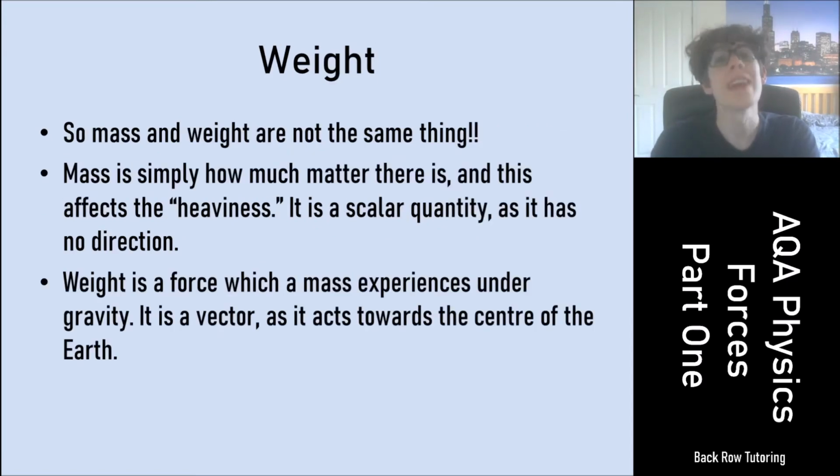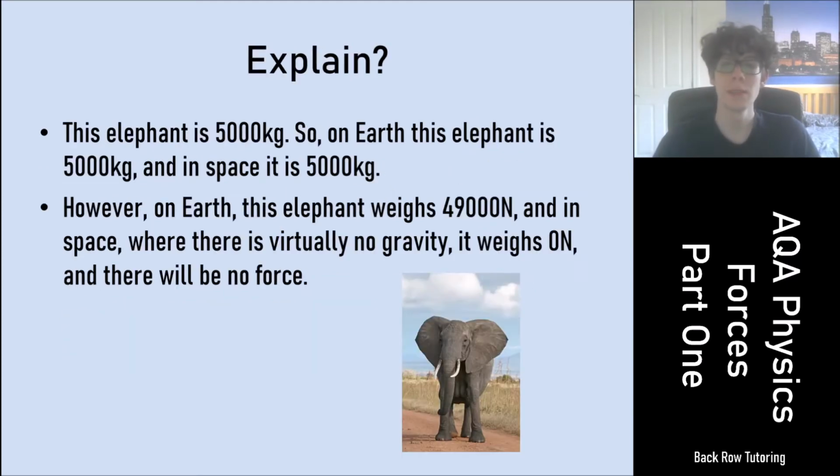So mass and weight are not the same thing, and this is something that's quite important. Mass is simply how much matter there is. So mass is basically how many atoms there are inside of something, how much stuff there is. And this affects the heaviness of that object. It's a scalar quantity and it has no direction. But weight is different because weight is a force which a mass experiences under gravity. Because weight's a force, it's a vector and it acts towards the centre of Earth.